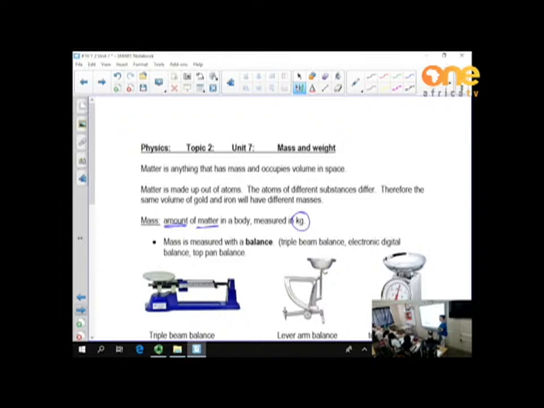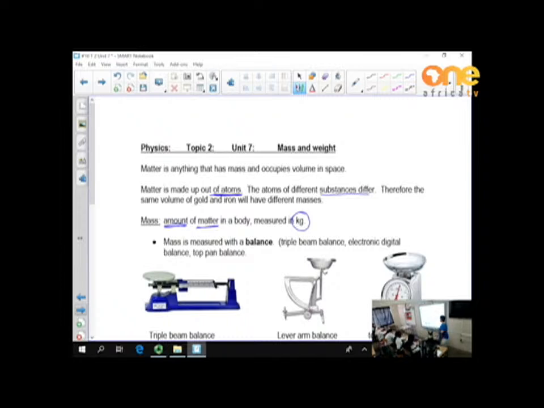I think in grade 5, 6, and 7, they taught you that all matter occupies space and has mass. So at this point, we've done a little bit of the kinetic theory. We know all matter is made up out of particles, and these particles are called atoms. The atoms of different substances differ. In other words, an atom of carbon is different to an atom of aluminium.